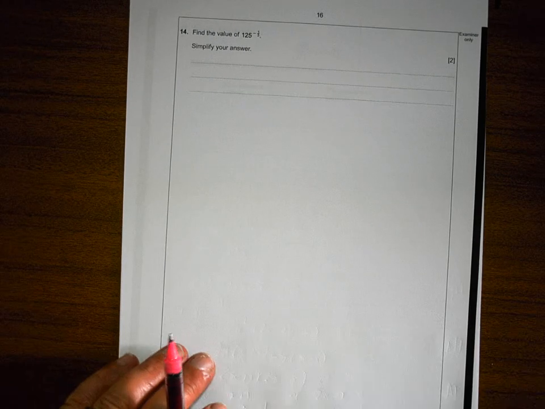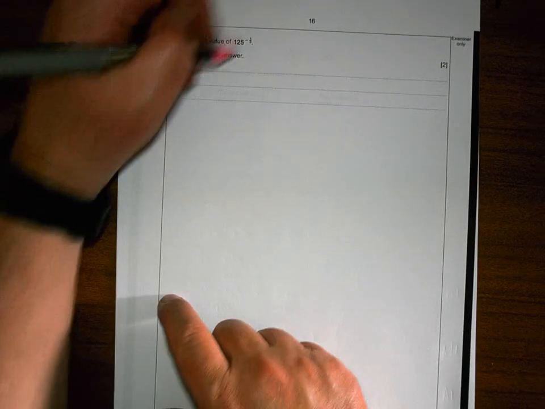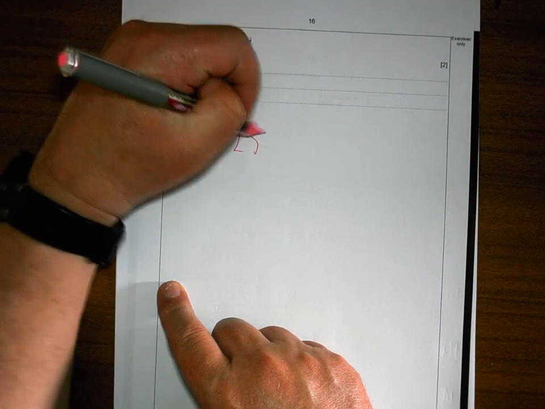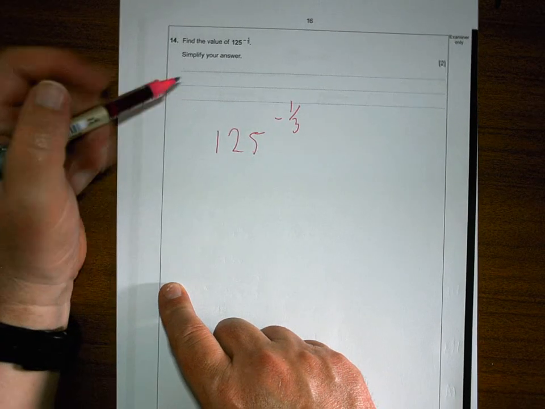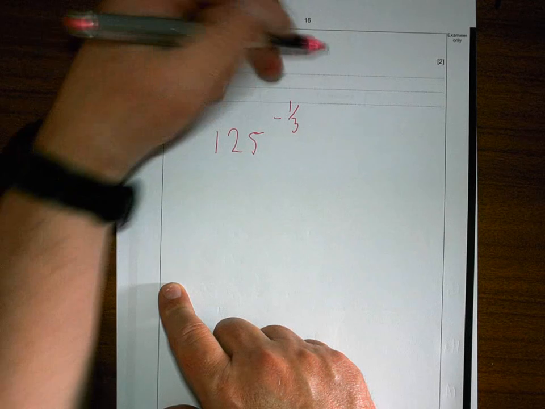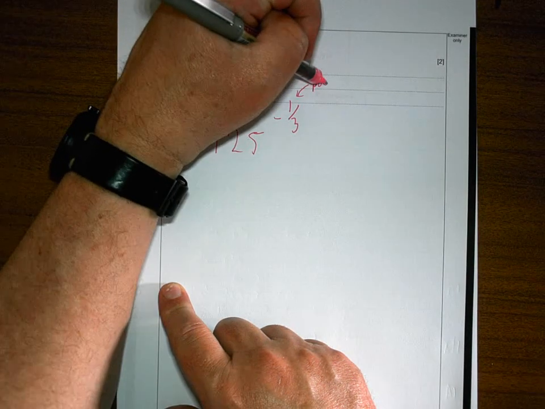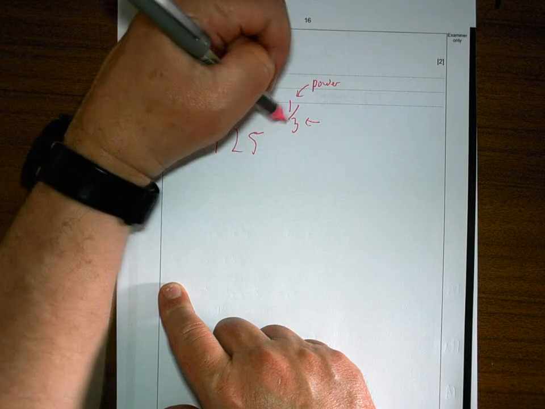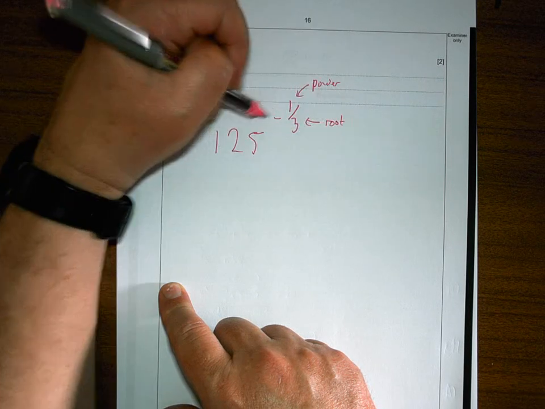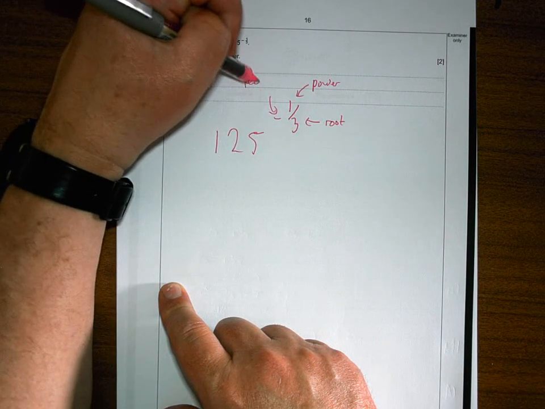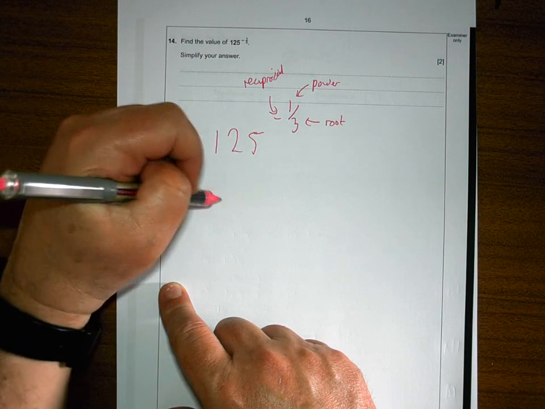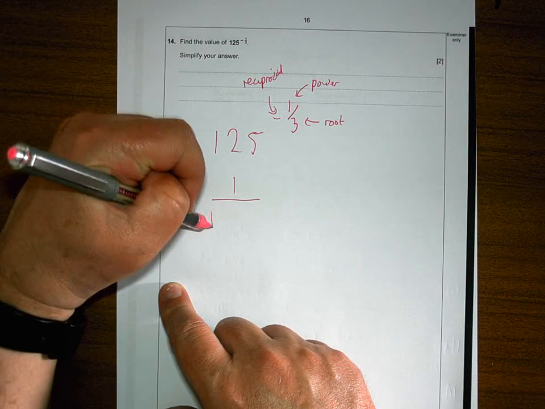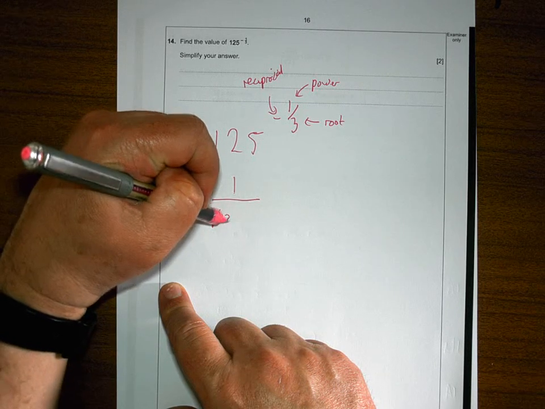Question 14, indices. Let's make this a bit bigger. So here we are again. This is the power. This is the root, so it's going to be a cubed root. And this is reciprocal. So this means 1 over the cubed root of 125 to the power of 1.